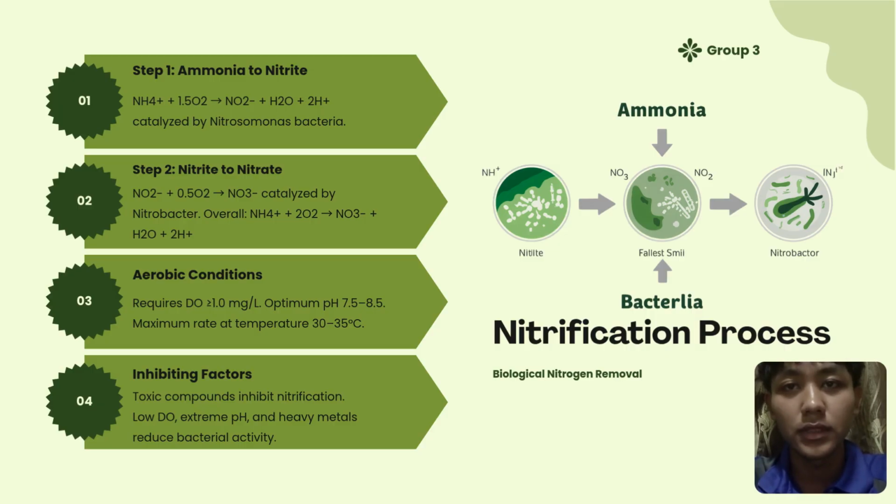The third step is aerobic conditions. It requires DO more than or equal to 1.0 milligram per liter with an optimum pH of 7.5 to 8.5. The maximum rate is at a temperature of 30 to 35 degrees Celsius. The last step is inhibiting factors. Toxic compounds inhibit nitrification. Low dissolved oxygen, extreme pH, and heavy metals reduce bacterial activity.